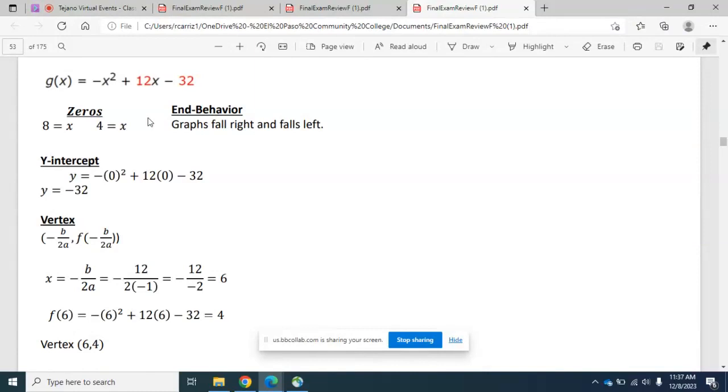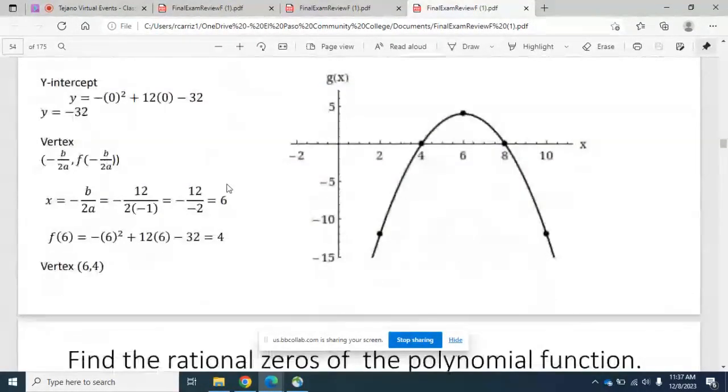So again, I have zeros where the graph crosses the x-axis. I know the behavior of the graph. I know that it's going to fall to the right and fall on the left. I know the y-intercept where it's crossing the y-axis, and I know its vertex. So with all of that, I put all this together. Okay, so here's my vertex at 6, 4. It crosses the x-axis at 8. Now, it crosses our y-axis at negative 32, so we can't see that, but we know that's going down because our behavior, again, of the graph is pointing to the left down and to the right down.